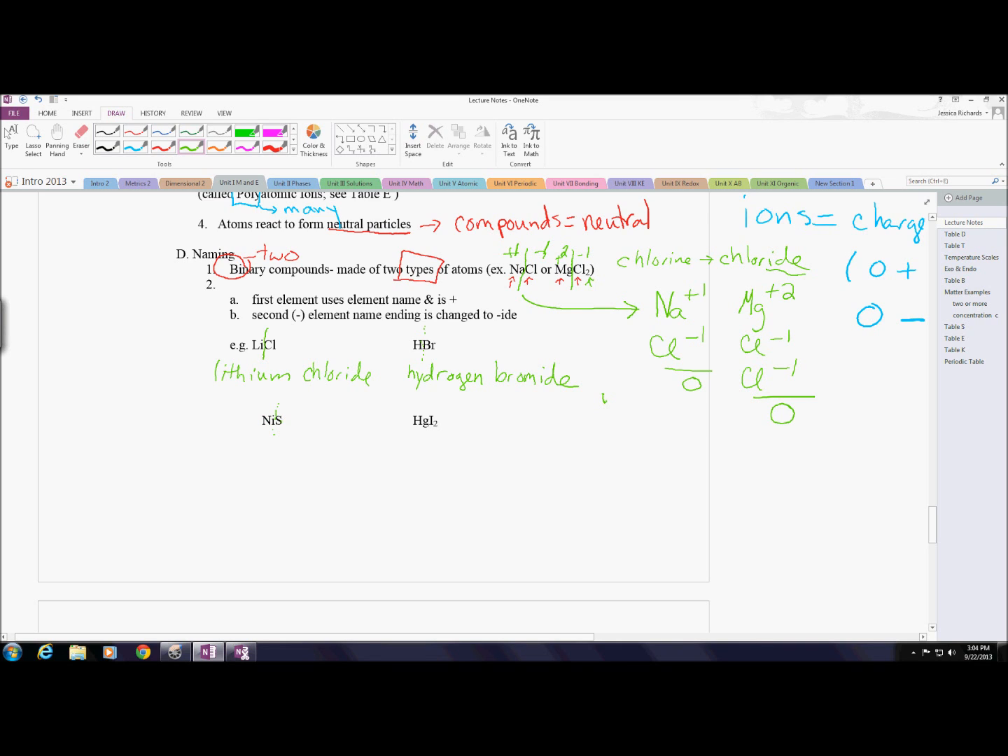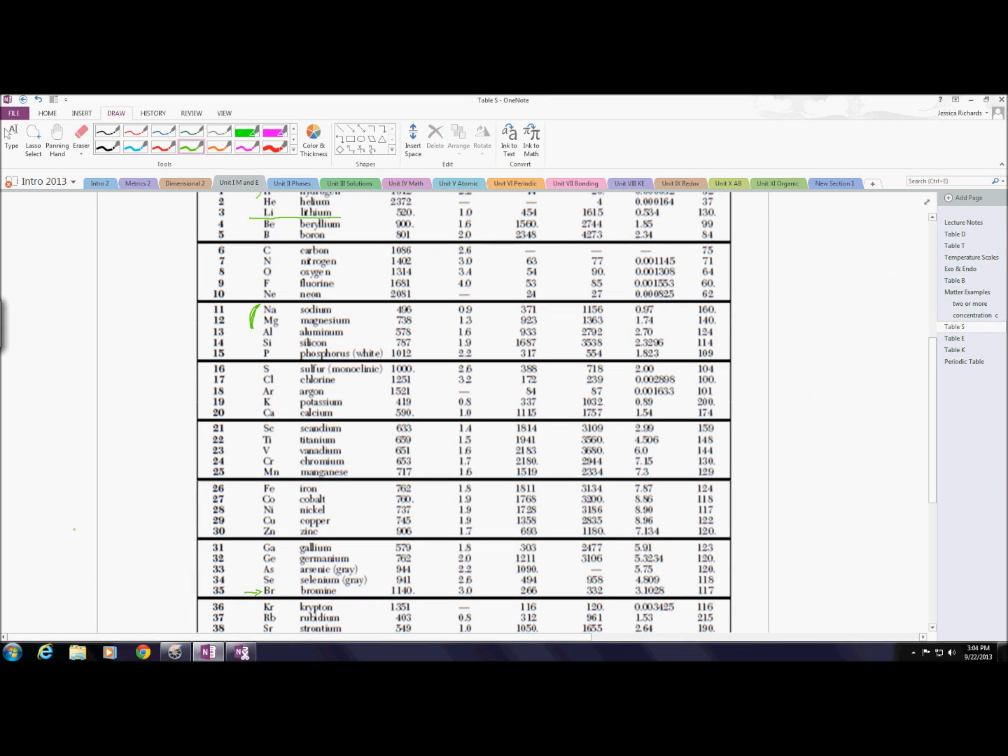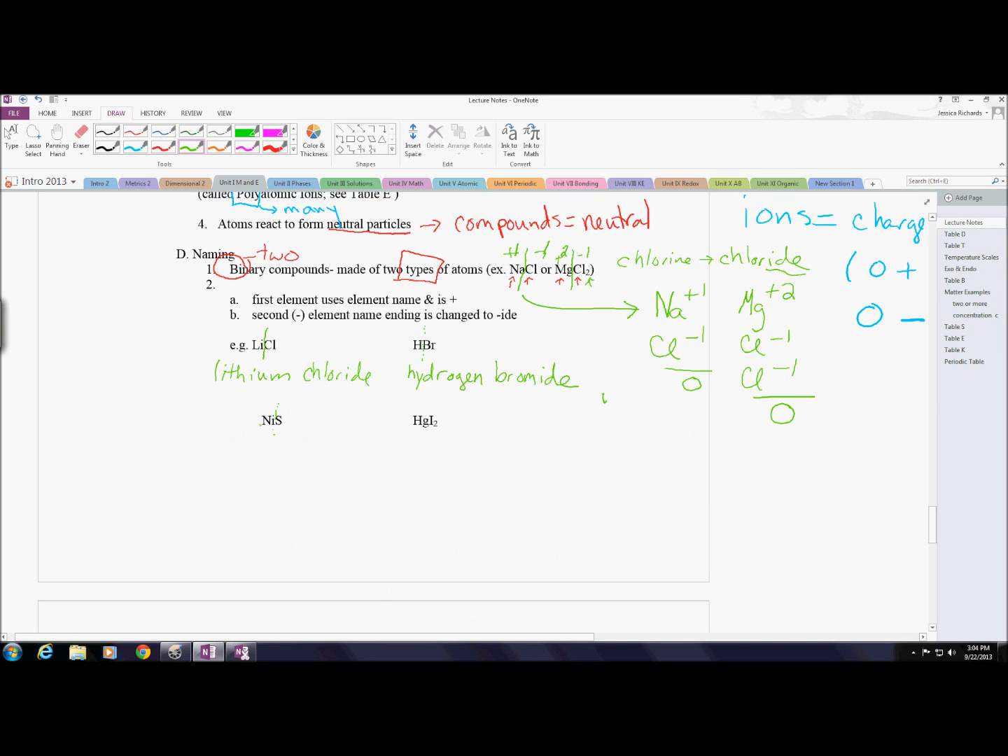Next, split it where that second capital letter is. I have Ni and S. So again, I go to reference table S, and I look for Ni. It's right here at number 28. So that's nickel. And S at number 16 is sulfur. So I have nickel and sulfur. Since the nickel is first, it gets to keep its element name. It's just nickel. The S, sulfur, becomes sulfide. And I have nickel sulfide.